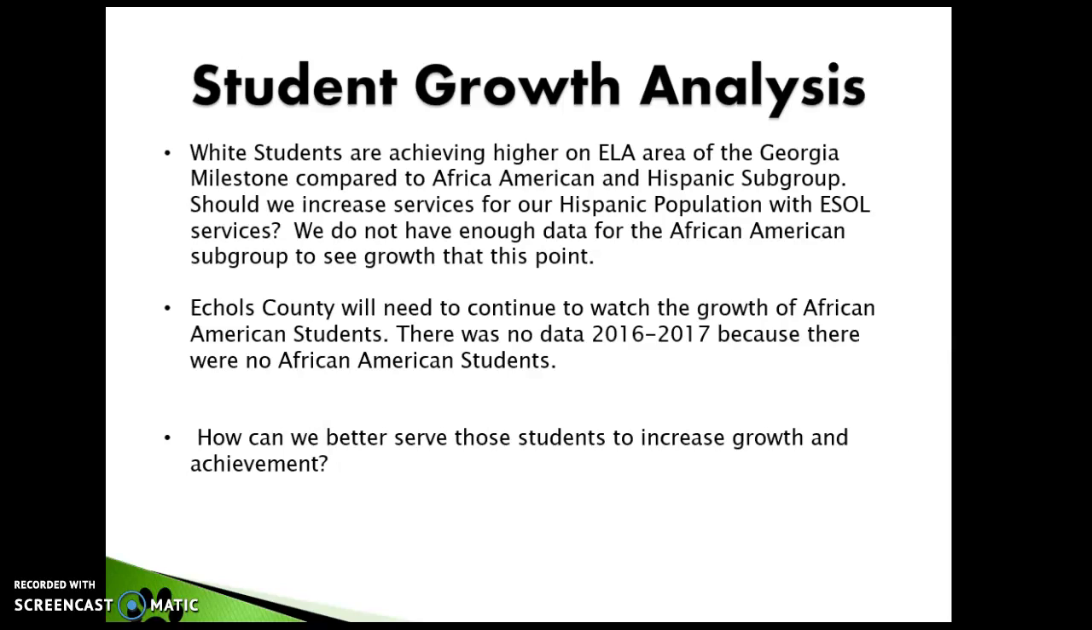Should we increase services for our Hispanic population with ESOL services? We do not have enough data for the African American subgroup to see growth at this point. Hopefully over the next couple of years when we start testing again, we will have enough students in this subgroup. Eccles County will need to continue to watch the African American students since there wasn't enough data for us to look at. And so how can we better serve those students to increase growth and achievement? That's something that we need to dig a little deeper into.